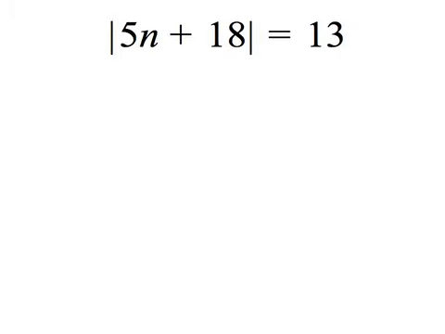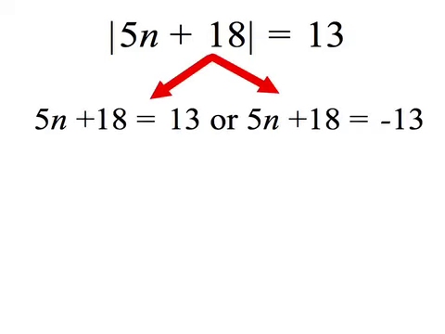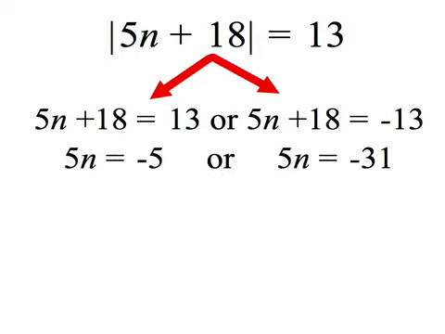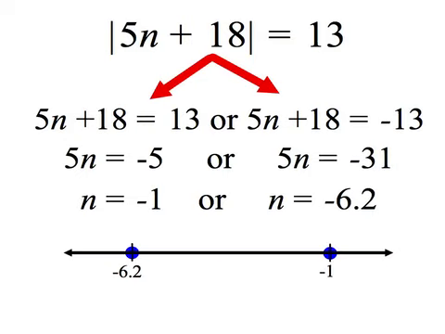Here's another one. Either 5n plus 18 can be 13, or it can be negative 13 because of the absolute value symbols. We add negative 18 to both sides. Then we divide both sides by 5 in each one of the equations. One of our answers is an integer, and the other one isn't. But there's our two solutions. And you can test them both.